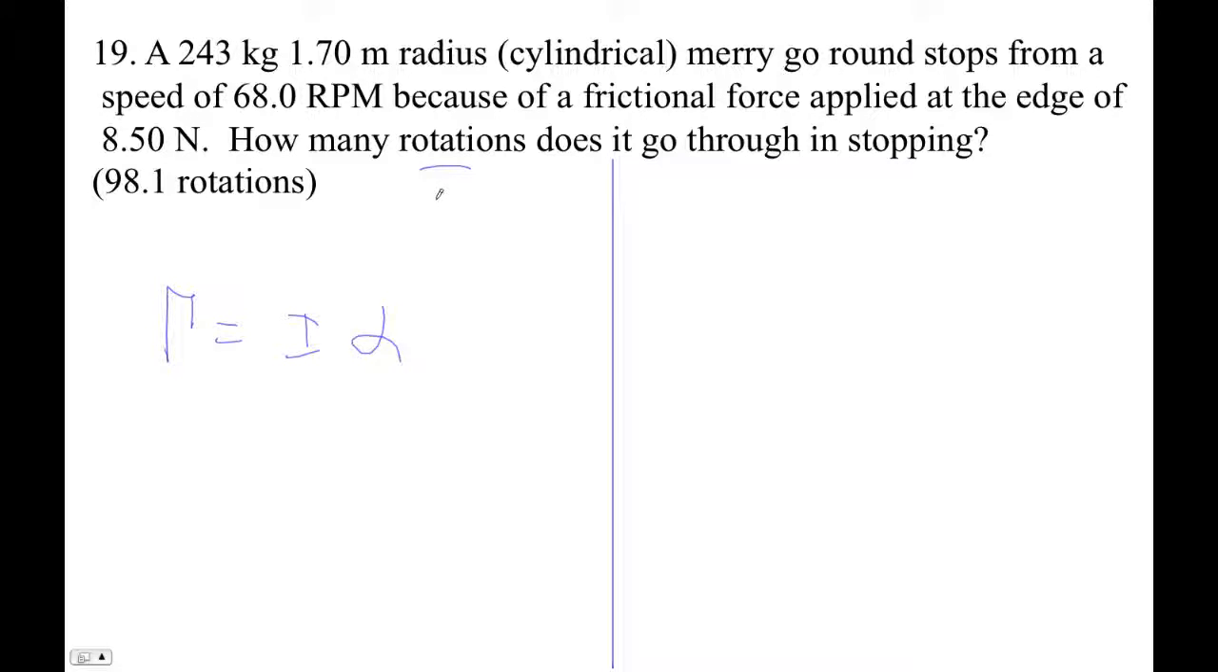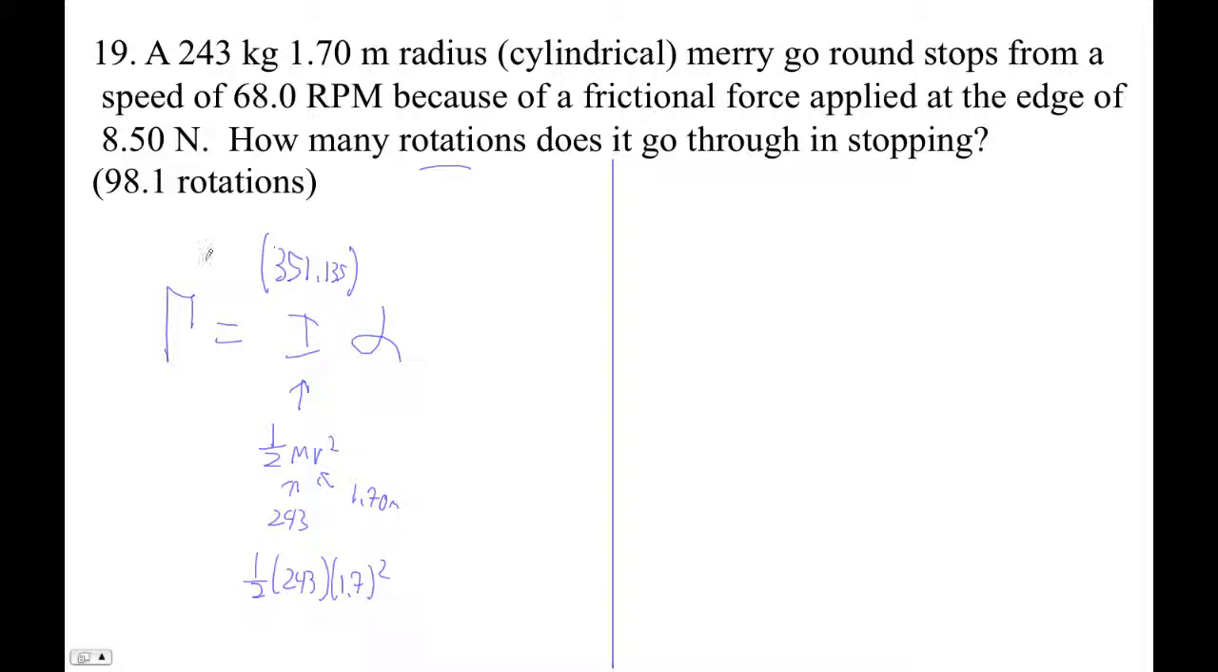Okay, so I think we know everything we need to find the moment of inertia, right? That's going to be 1/2 mr squared, where mass is 243 and radius is 1.7 meters. So now let's figure it out. 1/2 times 243 times 1.7 squared is approximately 351.135. Ooh, that's a cool number.